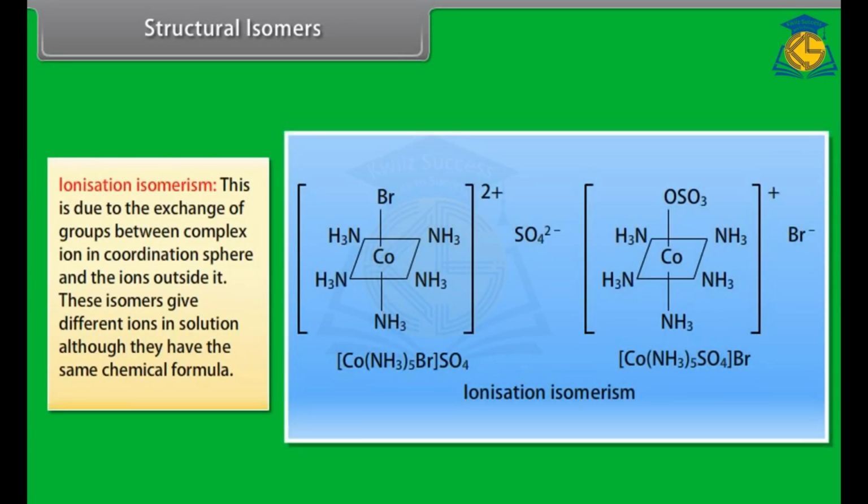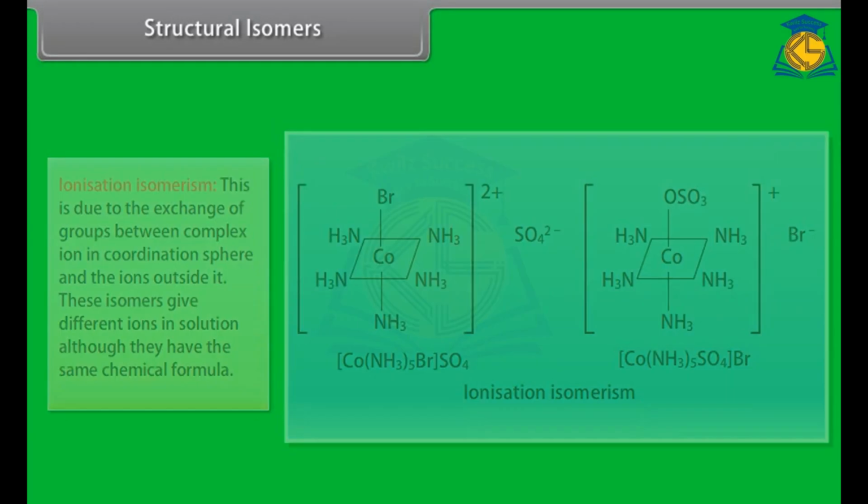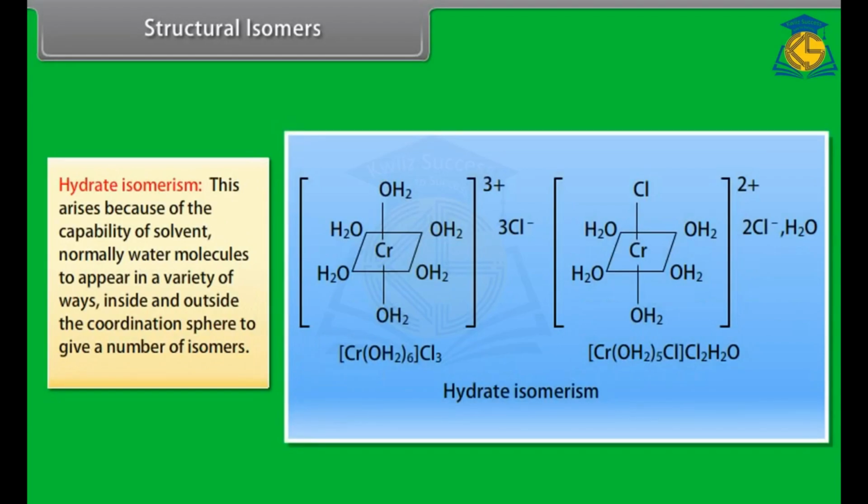Ionization isomerism. This is due to the exchange of groups between complex ion in coordination sphere and the ions outside it. These isomers give different ions in solution, although they have the same chemical formula. Hydrate isomerism. This arises because of the capability of solvent, normally water molecules, to appear in a variety of ways, inside and outside the coordination sphere, to give a number of isomers.